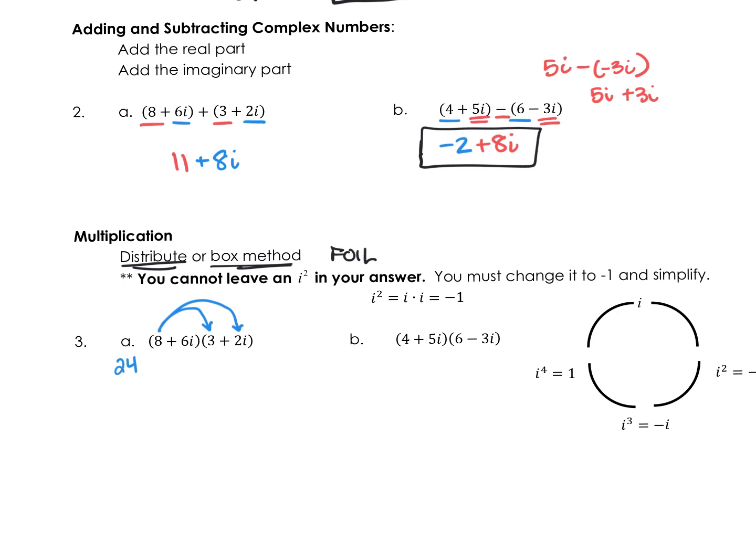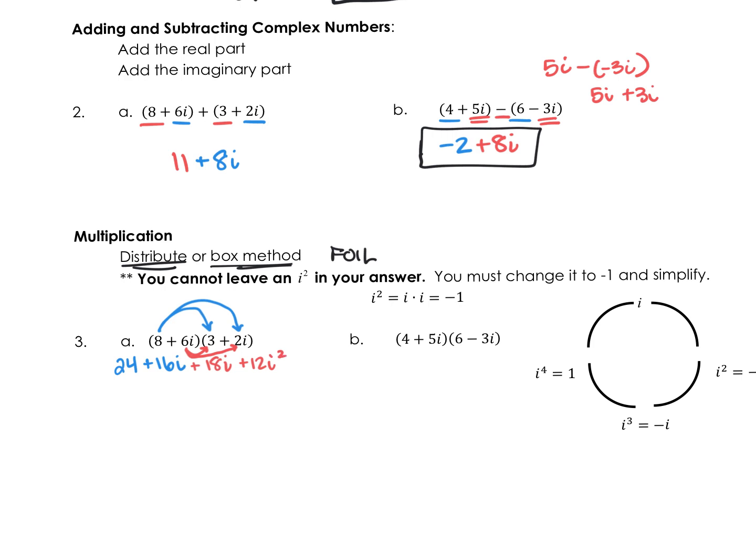When that comes back, 8 times 2i will be 16i, just like if it was 8 times 2x. 6i times 3 will be 18i. And then this is the only tricky part you have to be careful with here: 6i times 2i. What is 6i times 2i going to be? 12i squared, right? If that was 6x times 2x, it would be 12x squared.